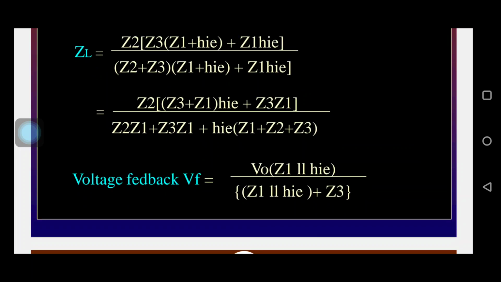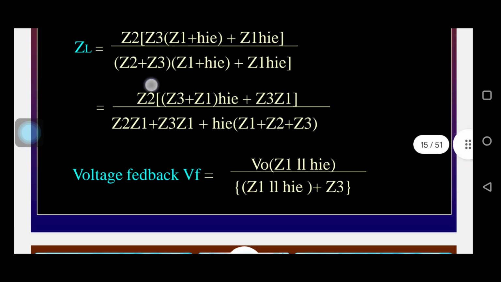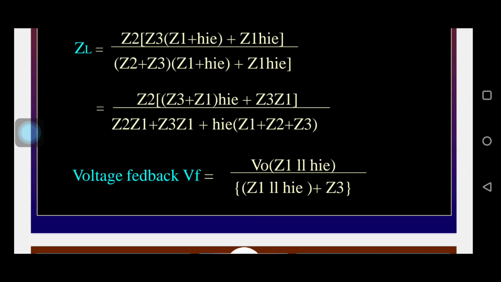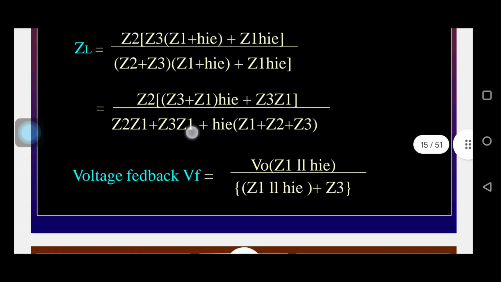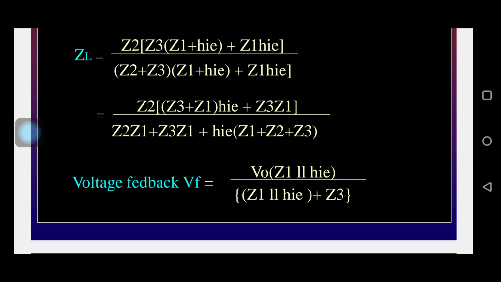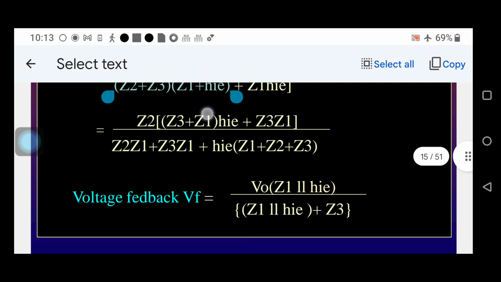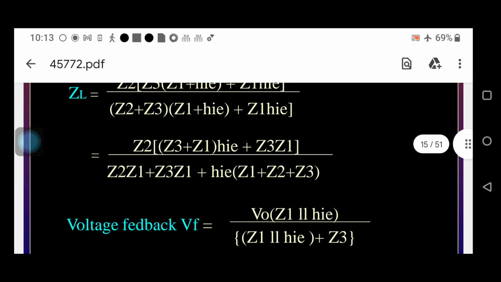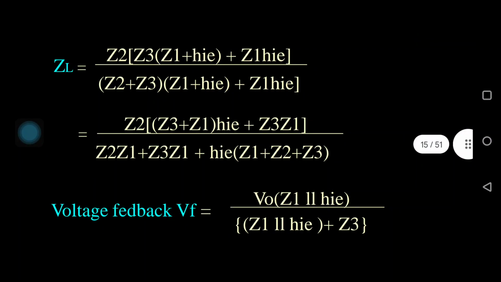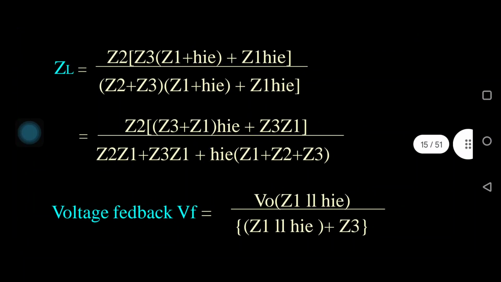Now I'm going to take this as a normal multiplication. Z2 is common for all this equation, so Z2 will be taken outside. Z2 into Z3 plus Z1 hie plus Z3 Z1, divided by, I can rearrange the equation. Cross multiplication gives Z2 plus Z3 into Z1 plus hie, that is A plus B. With this multiplication we can get this equation.